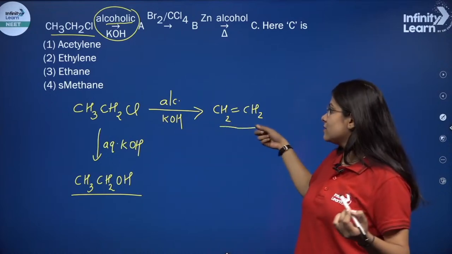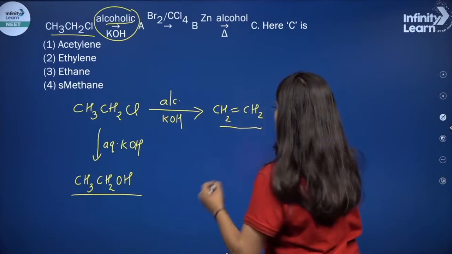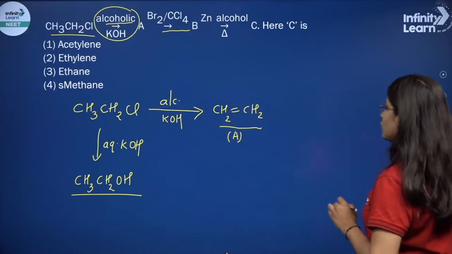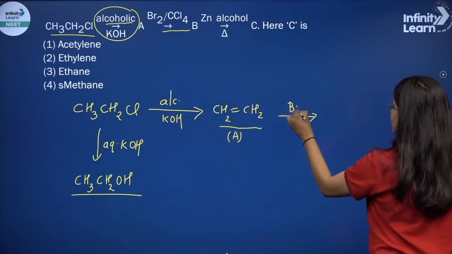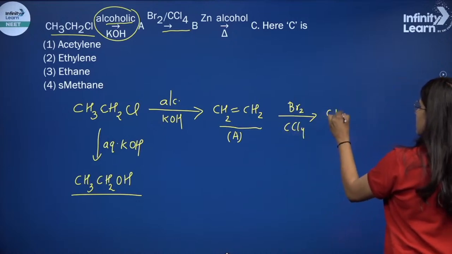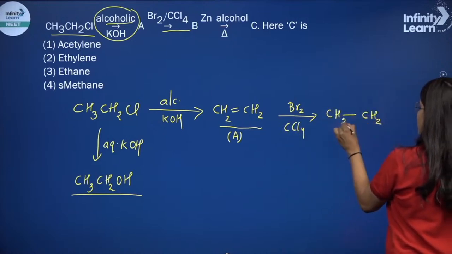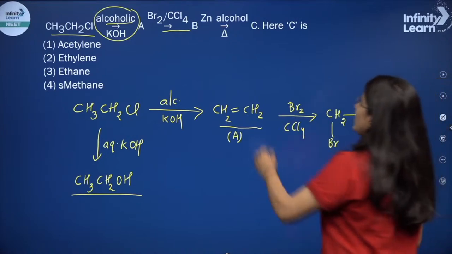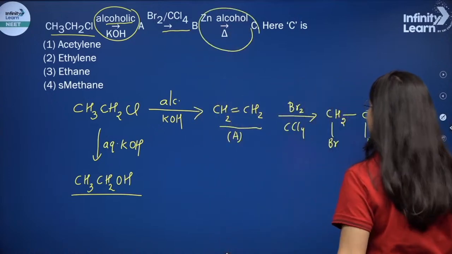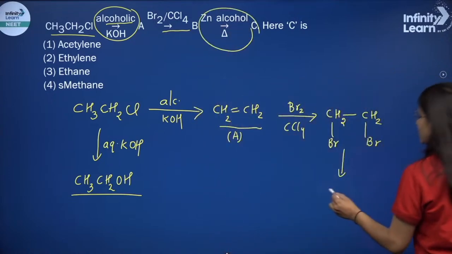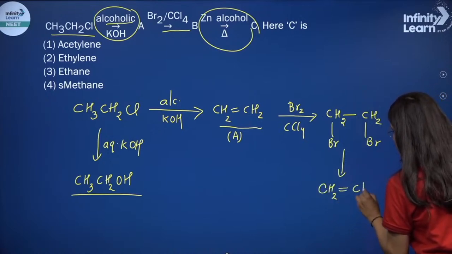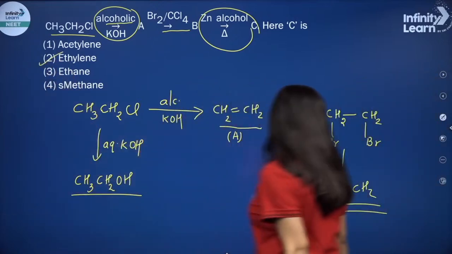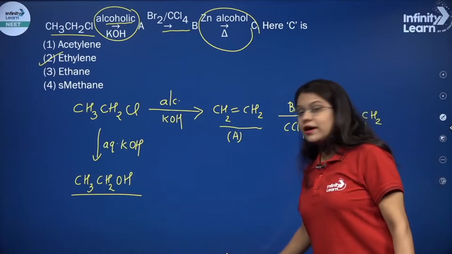So what is the answer? Here we are talking about alcoholic KOH, so it will be A. Now, next, I am reacting it with bromine and CCl4. So what will happen? Addition will take place. So CH2, and here. Now, what will happen in case of zinc and alcohol followed by heat? These are reducing agents, I would say. So again, elimination will take place. So again, I'll be getting this. So what is the correct answer? My correct answer is option number 2, that is ethylene. This is ethene or ethylene. So what is the correct answer? It is option number 2.